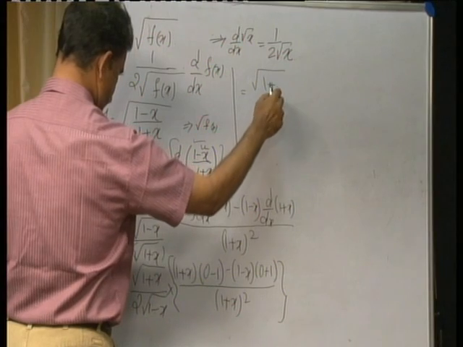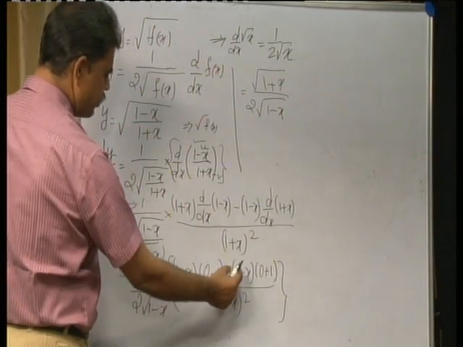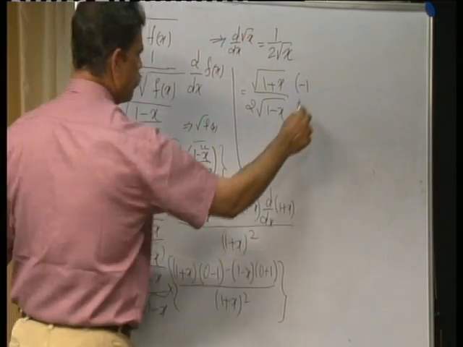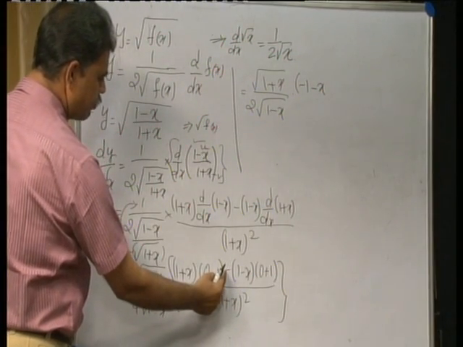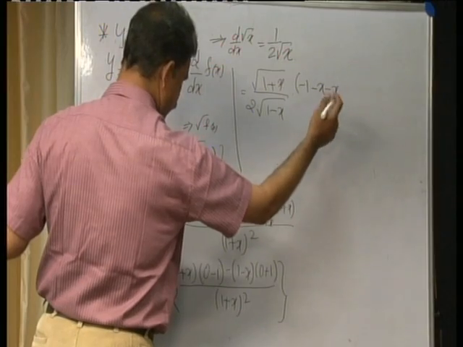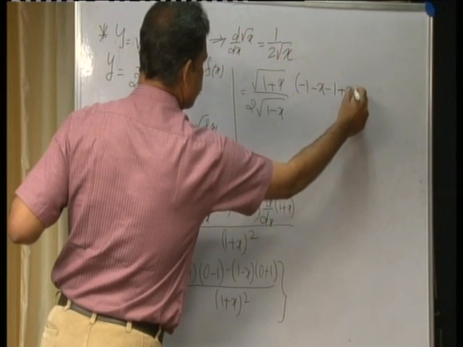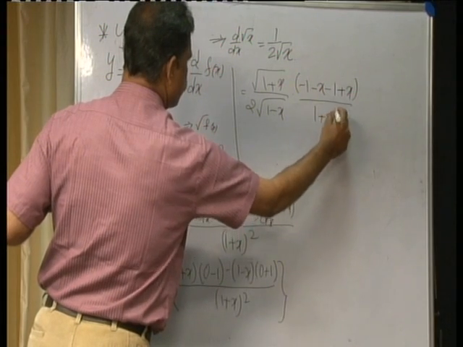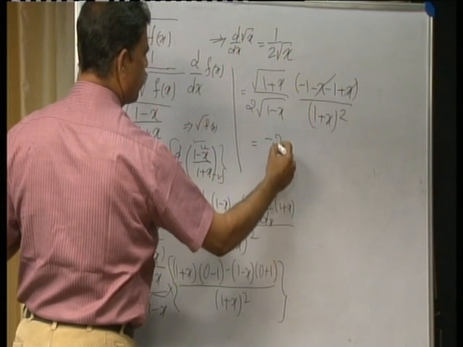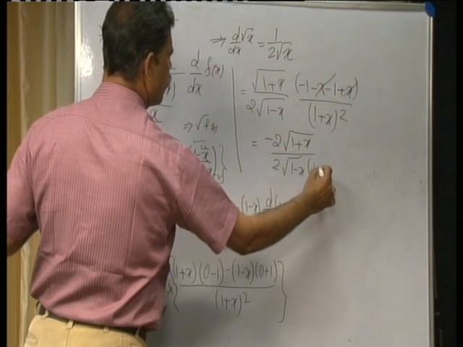root of 1 plus x divided by 2 root of 1 minus x into, multiply this, minus 0 minus 1 is minus 1, minus into 1 is minus 1, minus 1 into x is minus x, again this minus into 1 minus x, this minus of minus plus 1 into x is x, minus 1 plus x divided by 1 plus x whole square. Plus x minus x cancel, minus 1 is what? Minus 2, I will take it here, minus 2 into 1 plus x divided by 2 root of 1 minus x into 1 plus x whole square.